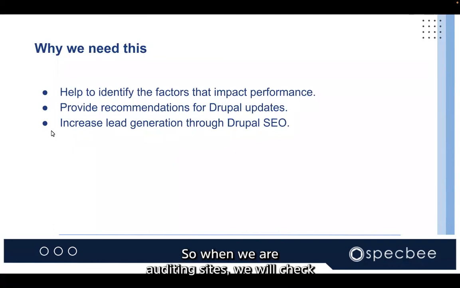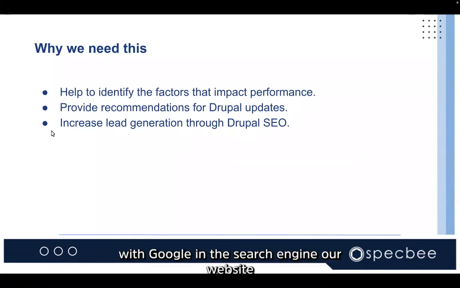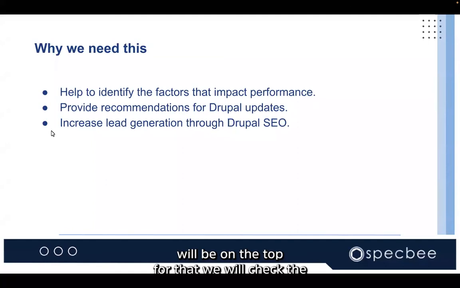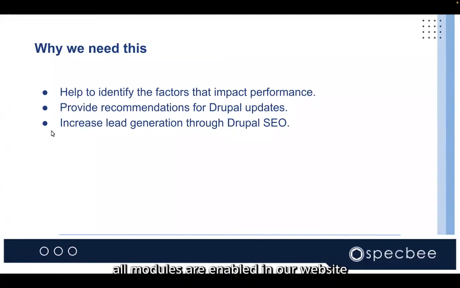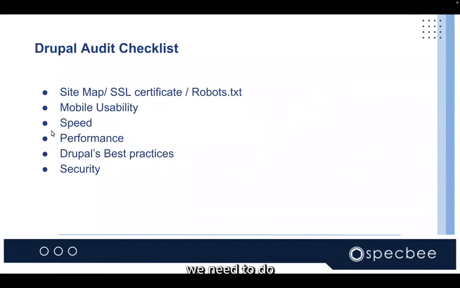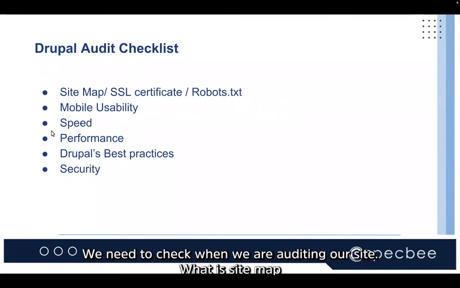When we are auditing sites, we will check the modules for SEO, so that in Google's search engine our website will be on top. For that, we will check that all the modules are enabled in our website. So these are the checklist items which we need to check when we are auditing our sites.